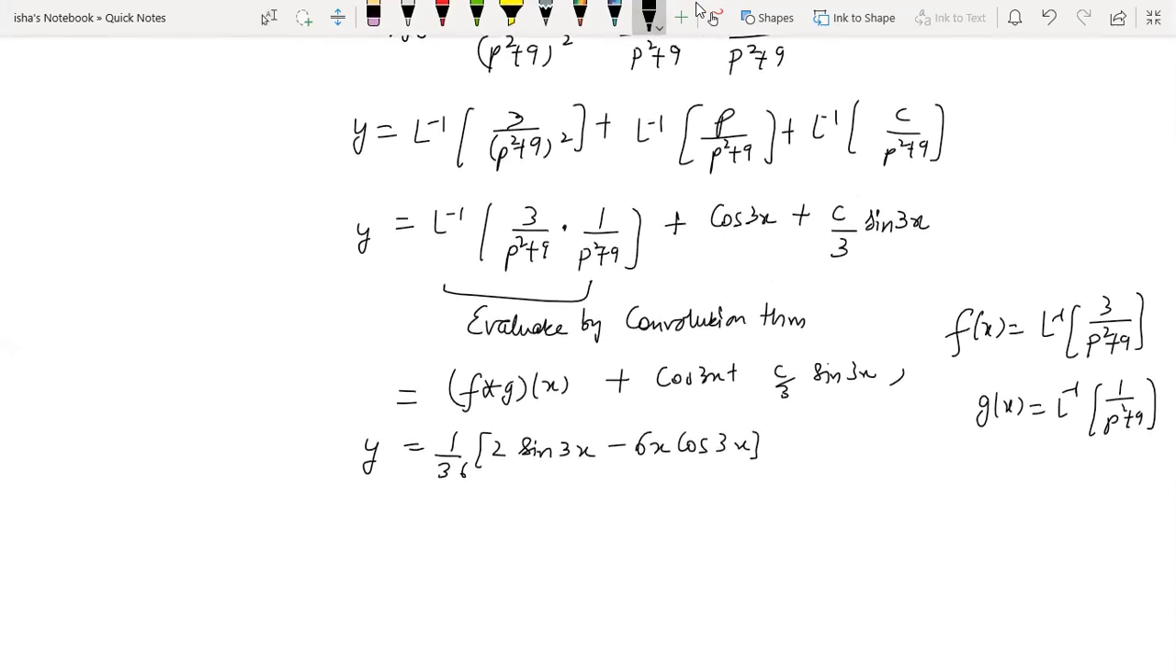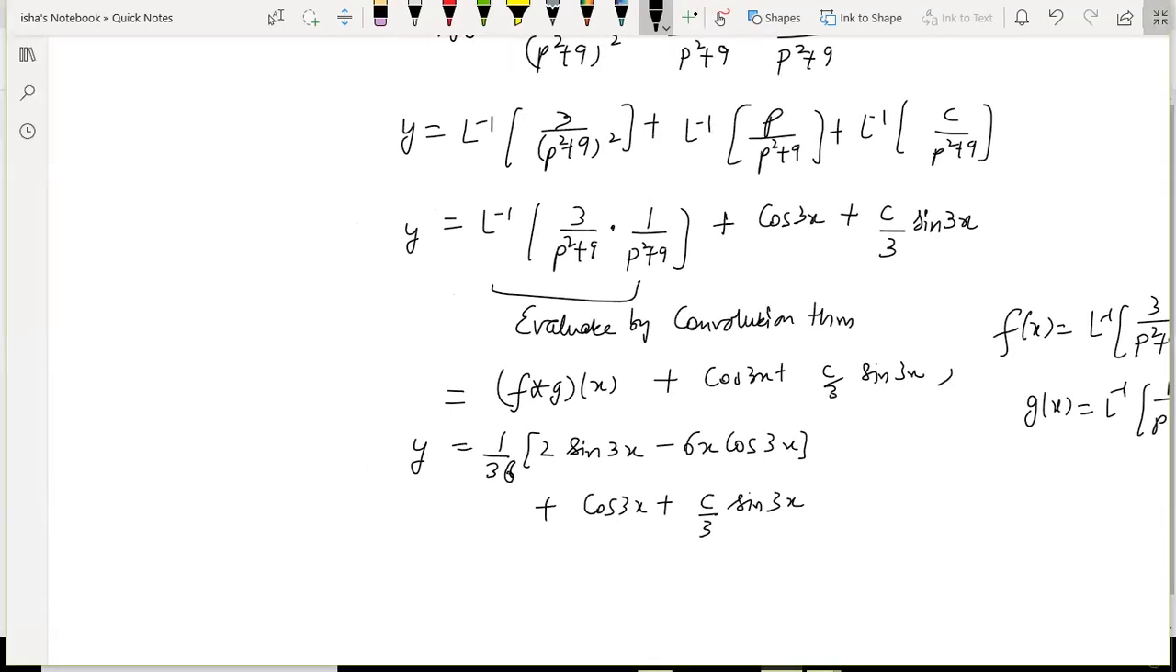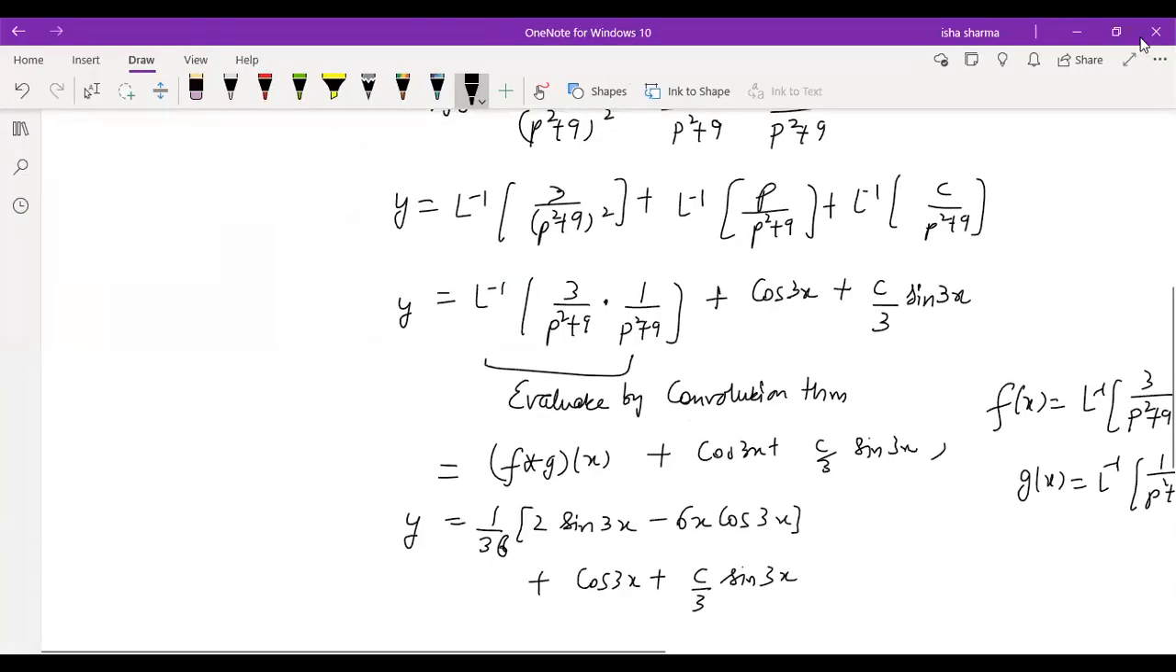This is the value of f star g, plus the other two terms are already there, cos 3x plus c by 3 sine 3x. So this question is done up to here, and now the only thing which is left is to know the value of this c. So how are we going to know the value of c? Yes, how can we determine the value of c? You can use the given initial condition. You are given that y at pi by 2 is equal to 1.